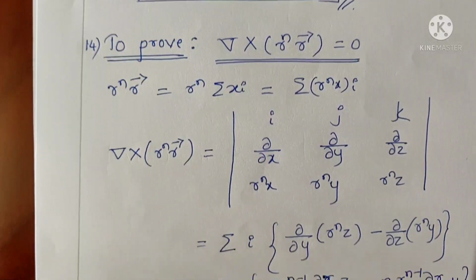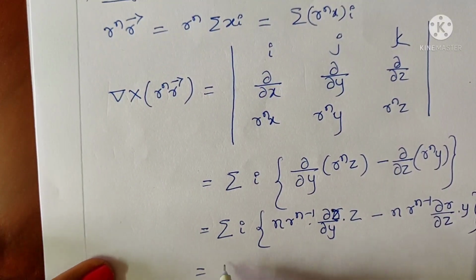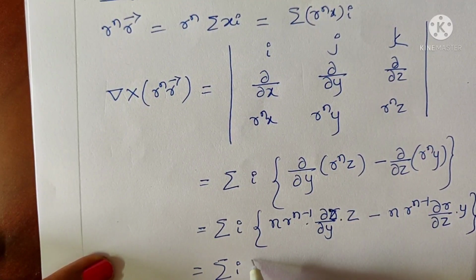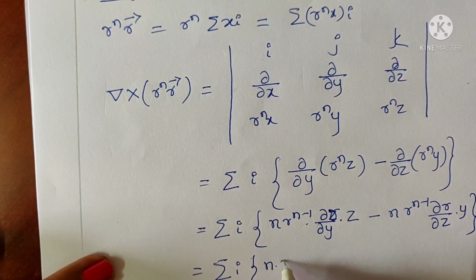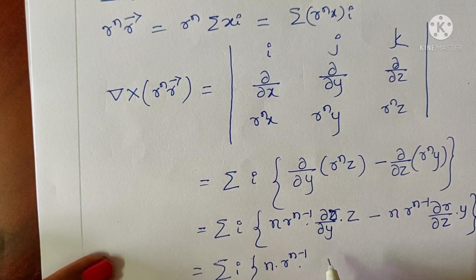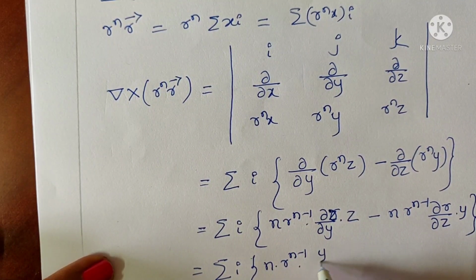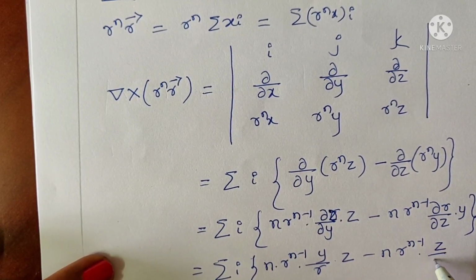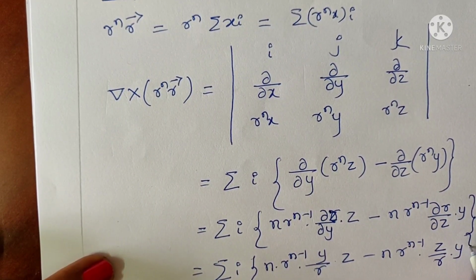So this is equal to summation of i. Here it is n into r raised to n minus 1 dou r by dou y. What is dou r by dou y? Dou r by dou y is y by r, into z, minus n into r raised to n minus 1, it is z by r into y.